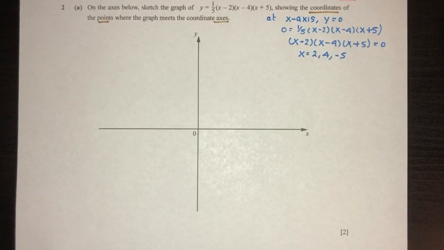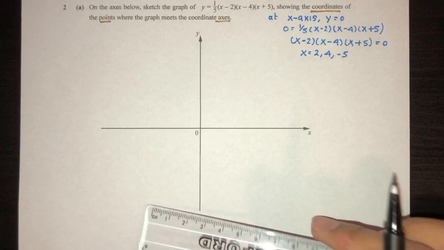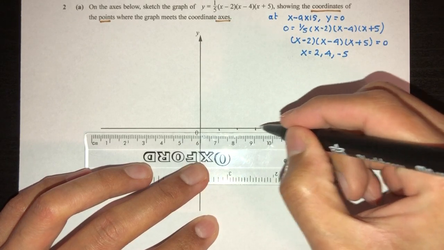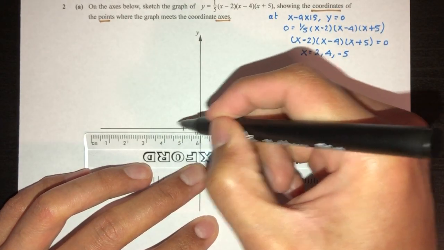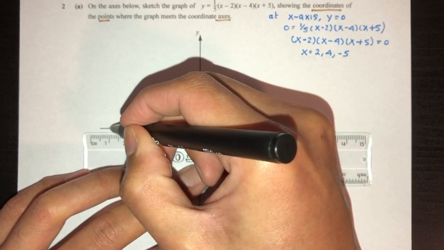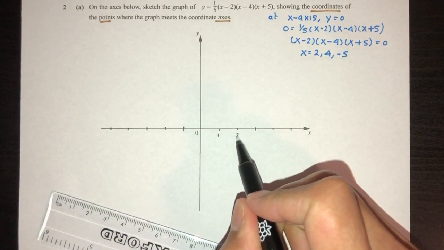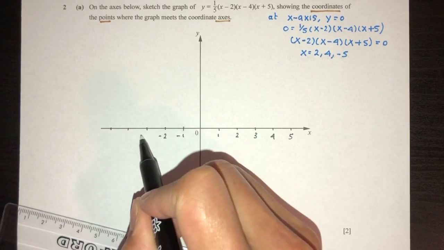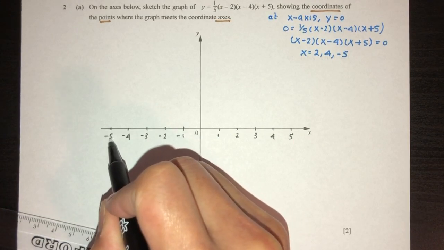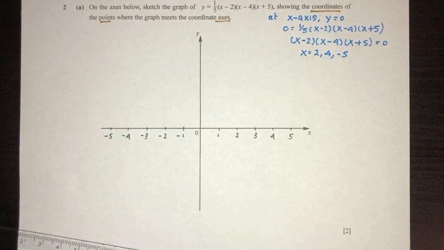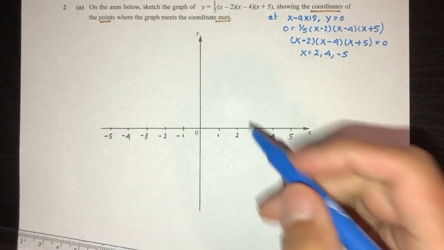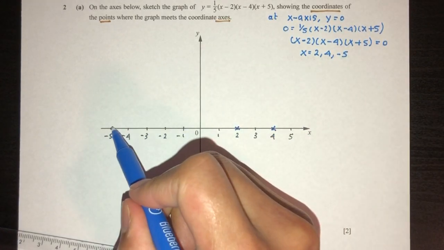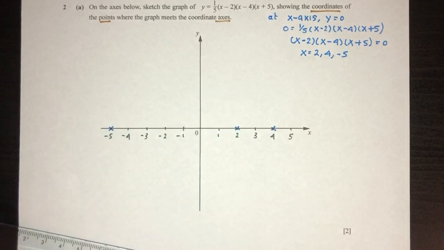Now we can just mark them. Let's use a ruler here just to make our scale for the x-axis. It is 1, 2, 3, 4, and 5. So it is 1, 2, 3, 4, 5, minus 1, minus 2, minus 3, minus 4, and minus 5. Now we have a point here which is x is 2, y is 0, so 2, 0 will be here, 4, 0 will be here, and minus 5, 0 will be right here. So we have these 3 points on the x-axis.